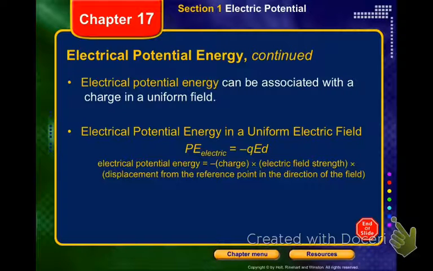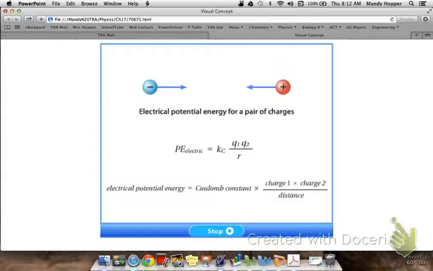When two charges interact, they exert an electric force upon one another. The potential energy associated with this force is called electrical potential energy. It is a form of mechanical energy that increases as the magnitude of the charges increases, and decreases as the distance between the charges increases. In a uniform electric field, the electrical potential energy of a charged object is due to its position with respect to the direction of the electric field. Displacement of the object perpendicular to the electric field does not change its electrical potential energy.